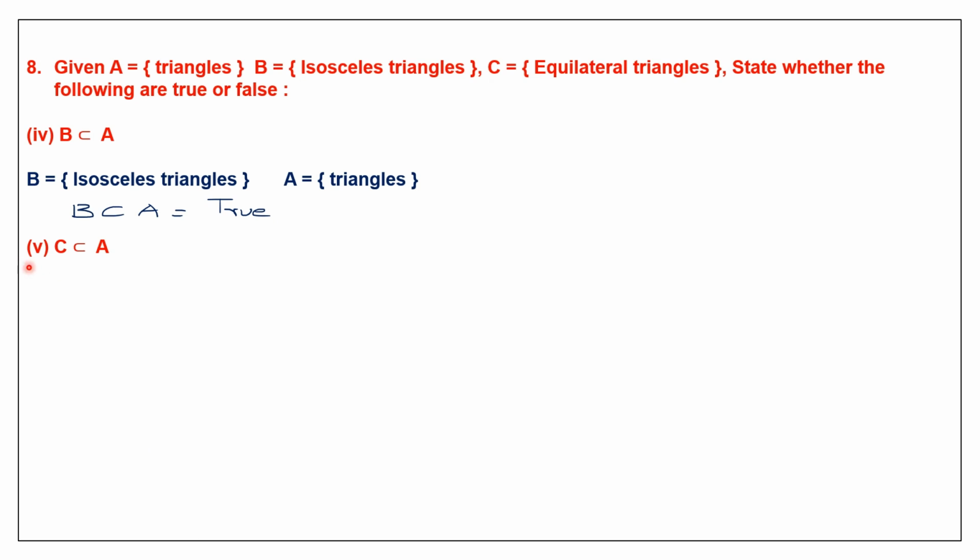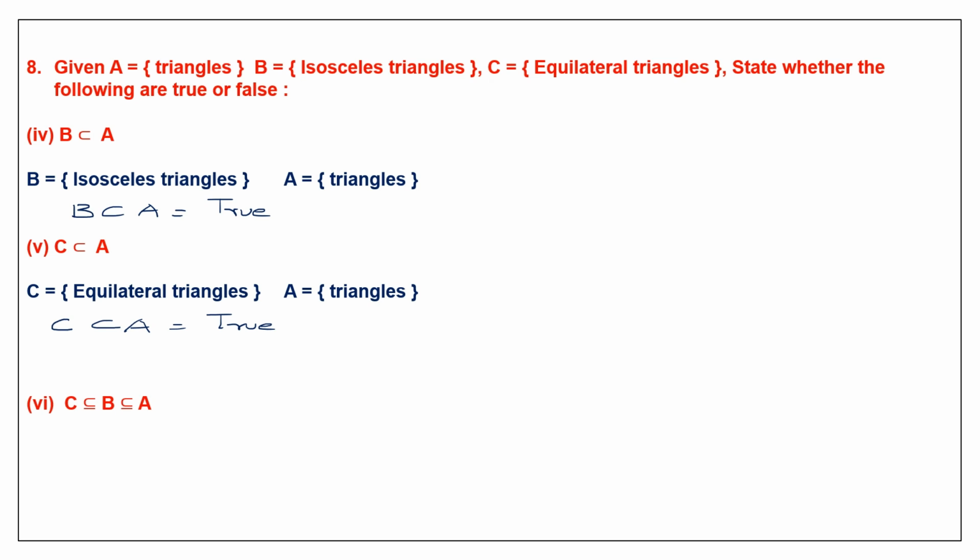Here it says set C is a proper subset of set A. So what do we have here? Set C is equilateral triangles and set A is triangles. Triangles means it can have all kinds of triangles including equilateral triangles. So you can say that set C is a subset, proper subset of set A. So we can say set C is a proper subset of set A and this statement is true.